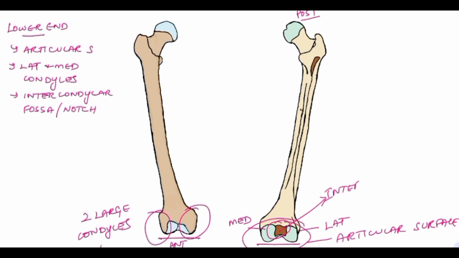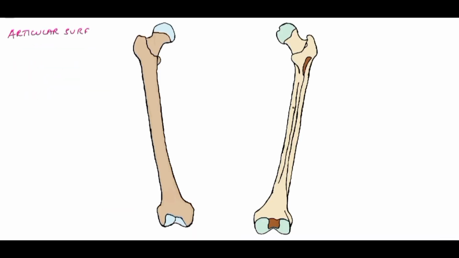Anteriorly, the two condyles are united and are in line with the front of the shaft. Posteriorly, they are separated by a deep gap, which is the intercondylar fossa or intercondylar notch. Articular surface of the lower end of the femur: the articular surface has two condyles, and it has two parts, the patellar part and the tibial part.